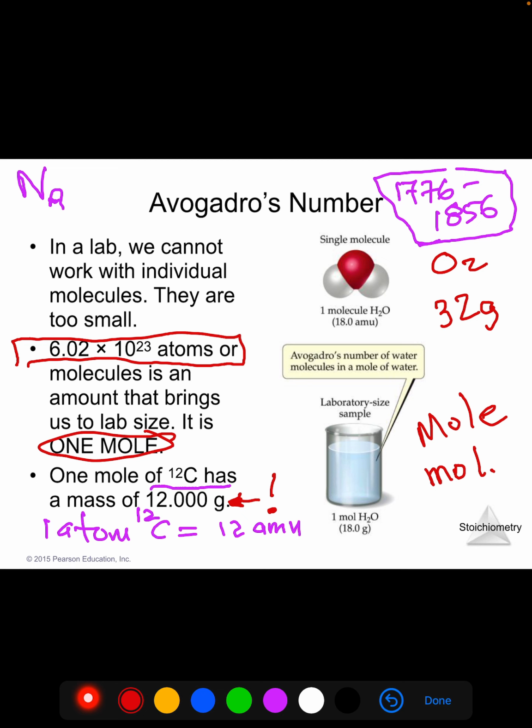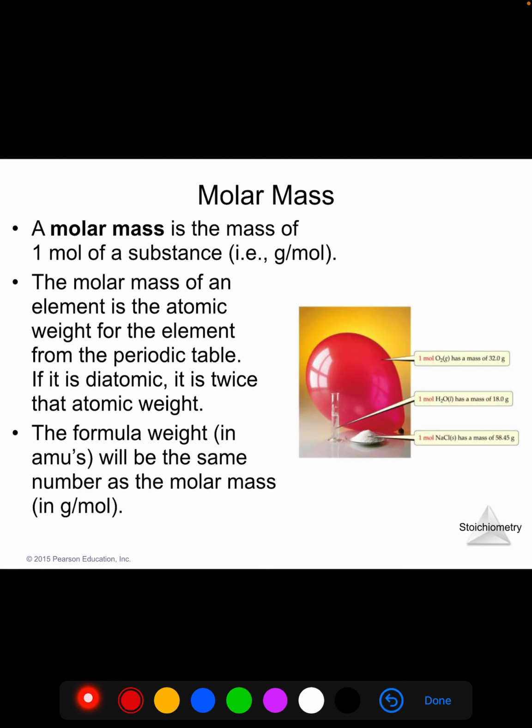But that mole is Avogadro's number. The mass of 1 mole of substance is the molar mass. So 1 mole of oxygen, as I said, has a mass of 32 grams. Water, oxygen 16, hydrogen's 1, H2O, 2 hydrogens is 2, oxygen 16, has a mass of 18 grams per mole. And that's about a swallow.